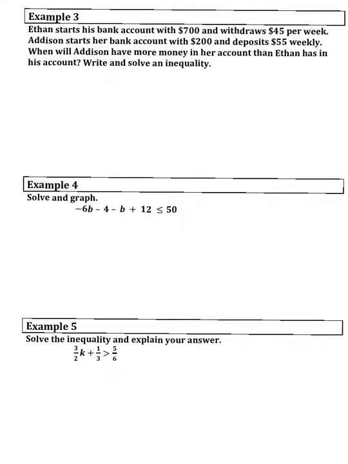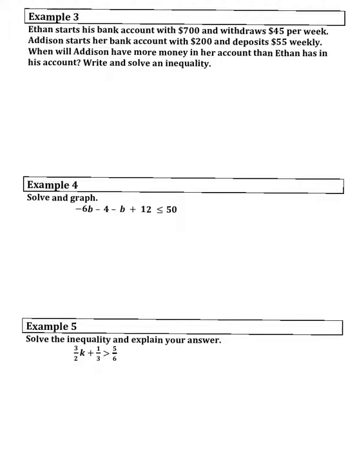Ethan starts his bank account with $700 and withdraws $45 per week. Addison starts her bank account with $200 and deposits $55 per week. When will Addison have more money in her account than Ethan has in his account? Write and solve an inequality.